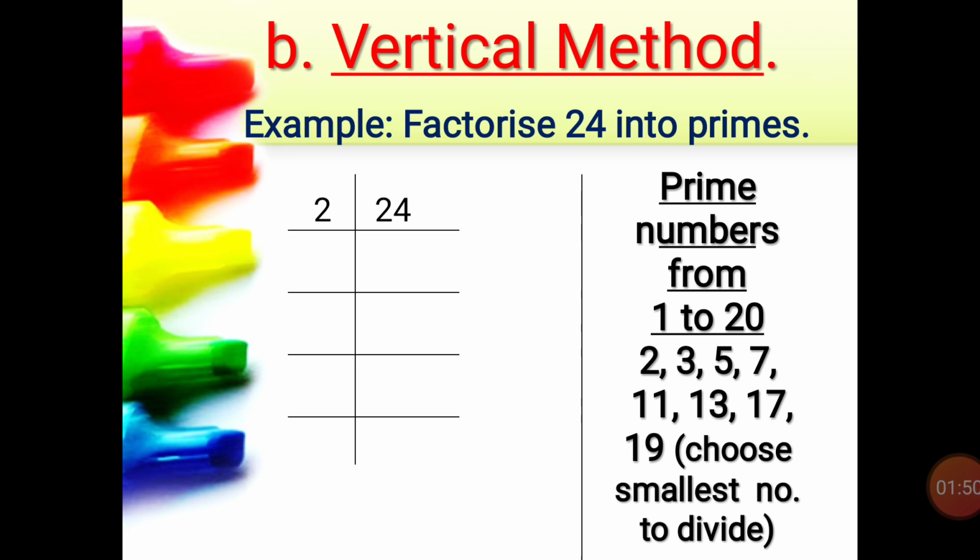Divide 24 by 2. Quotient is 12. Write it below 24. Again we have 2 prime numbers to divide, and instead of these 2 we will choose the smallest one, that is 2. Write 2 in front of 12. Divide 12 by 2 and quotient is 6. Write it below 12. Again choose the smallest prime number to divide. So we will write 2 in front of 6. Quotient is 3. Write it below 6.